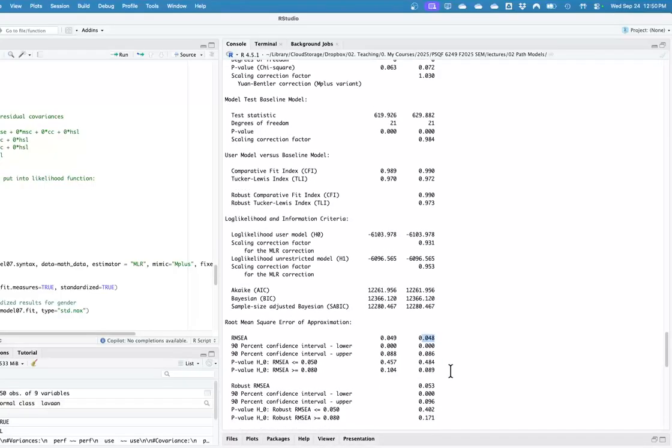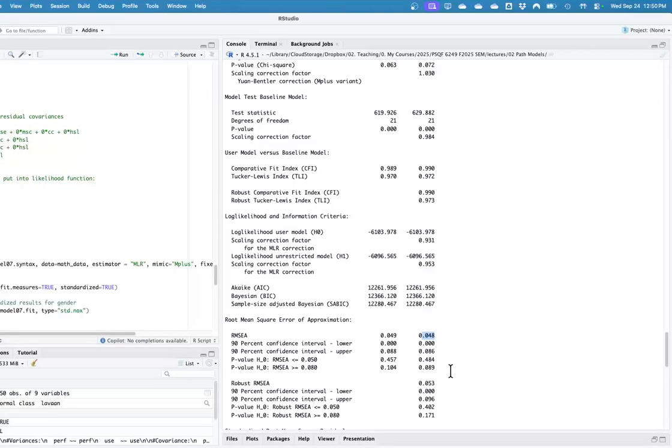So 0.048. It actually tells us a few things, right? This tells us 0.05 or less for RMSEA is a good fit. And yes, first of all, it's less than that. What is the confidence interval? Robust RMSEA is 0.053. The non-robust is 0.048. So it's sort of borderline.